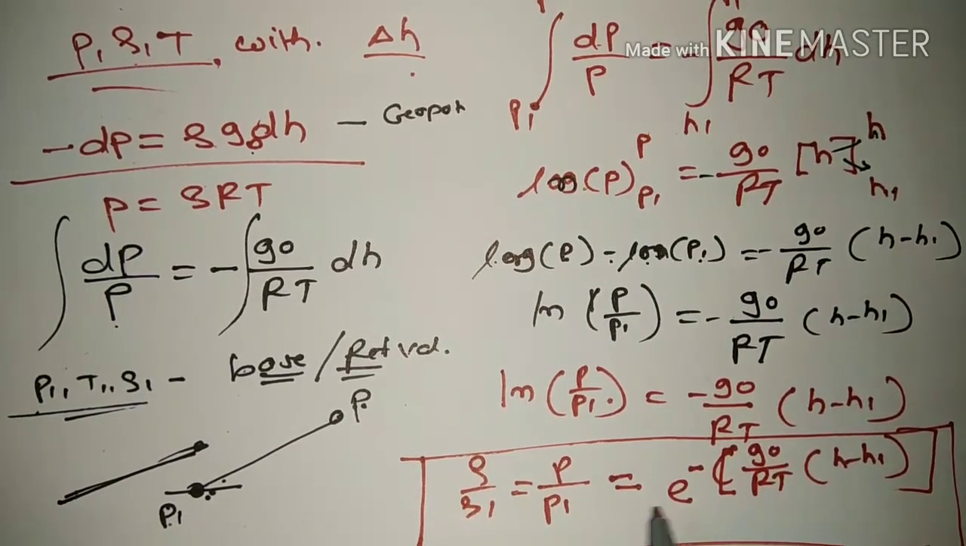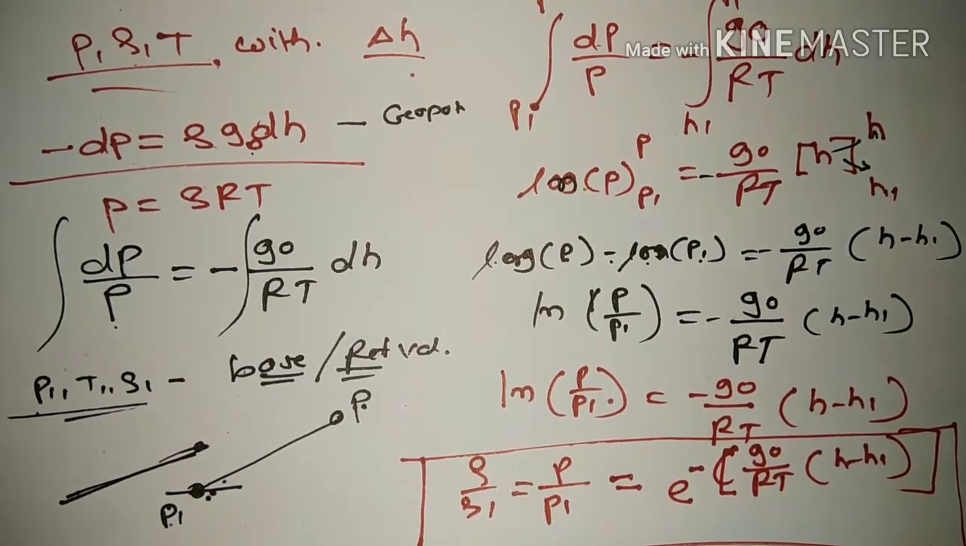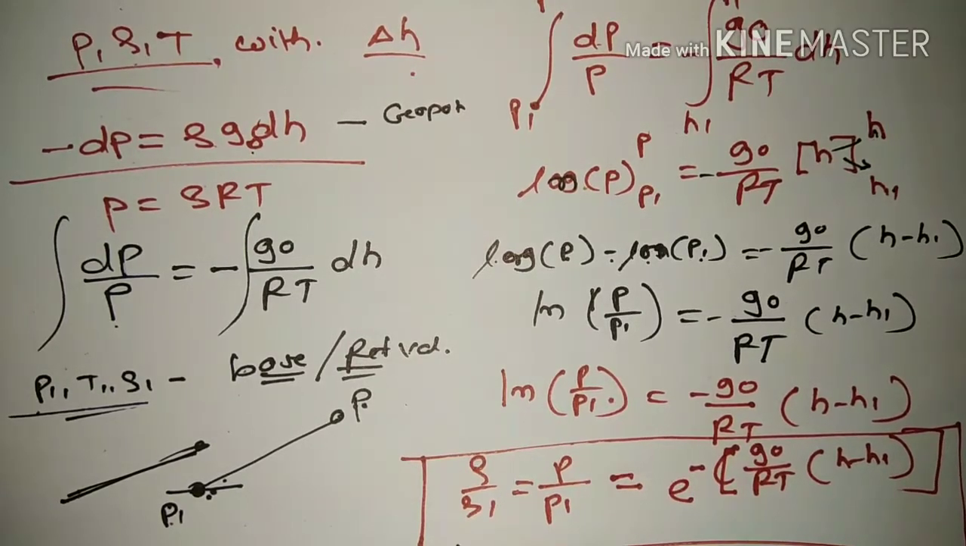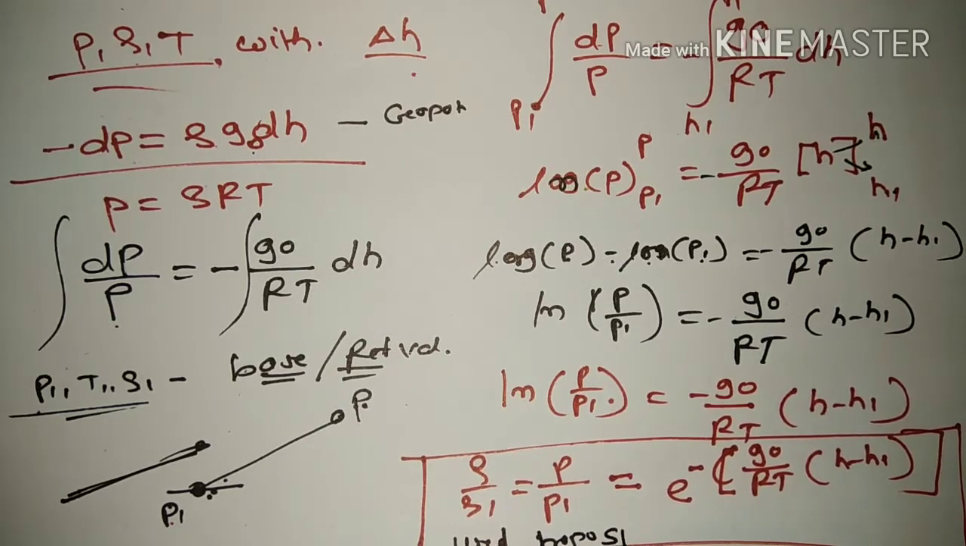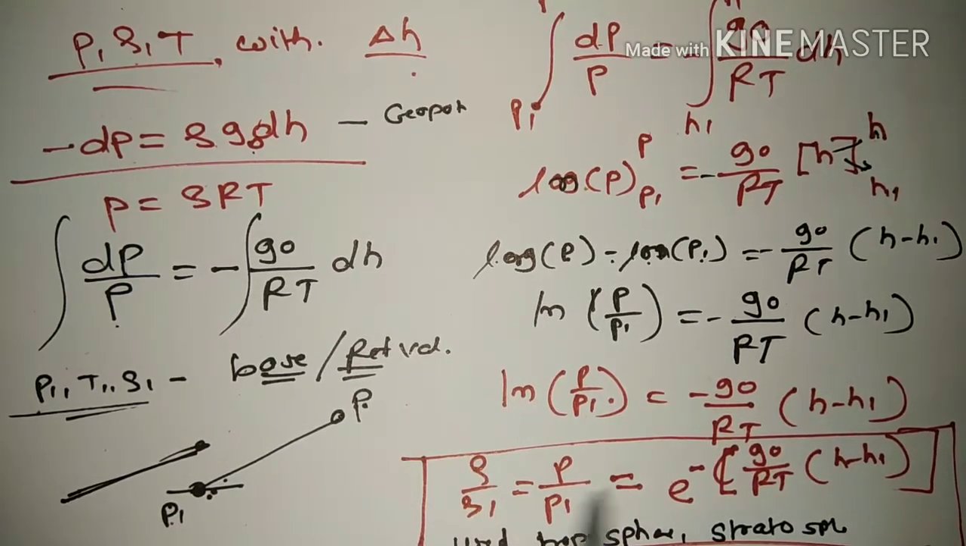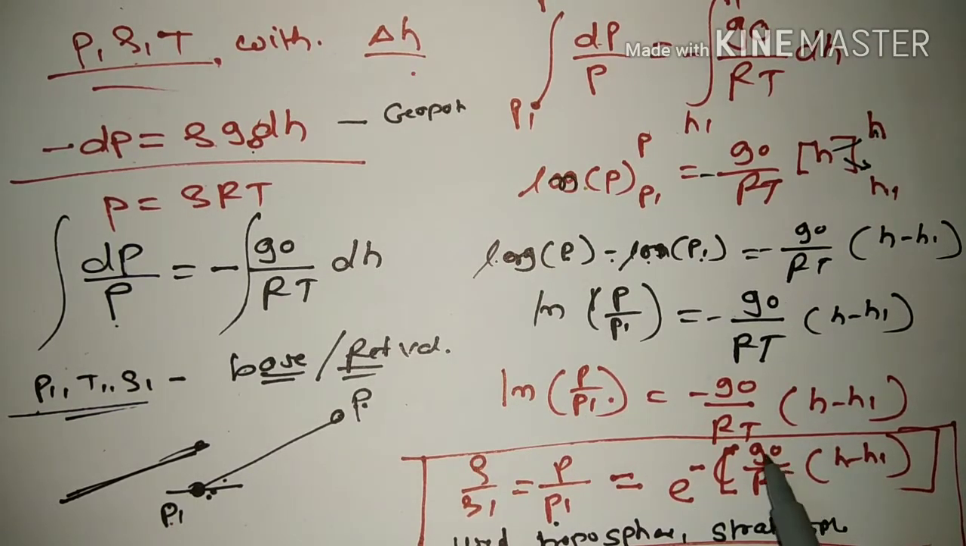We can use this for the troposphere, and it is used in the troposphere and stratosphere. In this case this is the reference value, this is the value. g0 means 9.81, R is 287, T is the temperature, and H means height, the changing height.